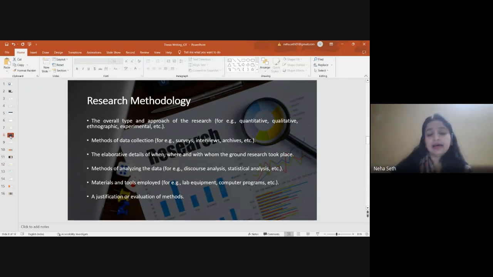Then it also includes the elaborate details of when, where, and with whom the ground research took place. Suppose you have collected the data, then who will be your respondents? To whom have you collected it? How many respondents will you have? What are their areas of existence, maybe in terms of their working profile, maybe in terms of their geographical existence? So at every point you have to be very clear in terms of the scope of research, to what extent you are going. Everything has to be mentioned in this chapter.